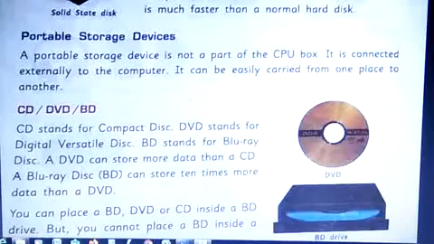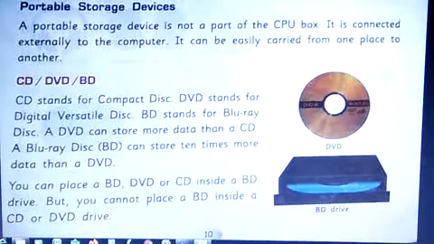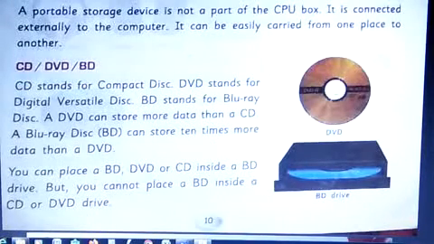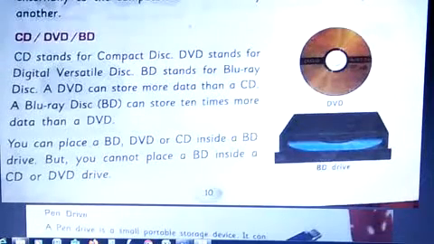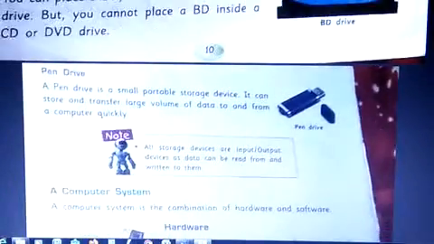Now come to the next. Types of portable storage devices. Here are some examples, that is CD, DVD, BD. CD stands for compact disc. DVD stands for digital versatile disc. BD stands for Blu-ray disc. DVD can store more data than a CD. BD can store 10 times more data than a DVD. We can place a BD, DVD or CD inside a BD drive, but we cannot place a BD inside a CD or DVD drive.